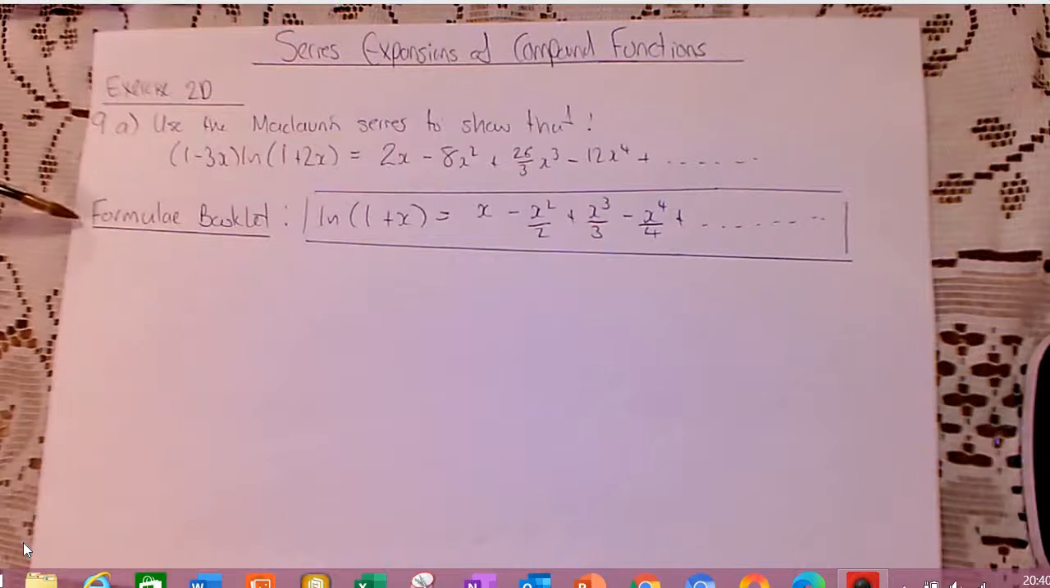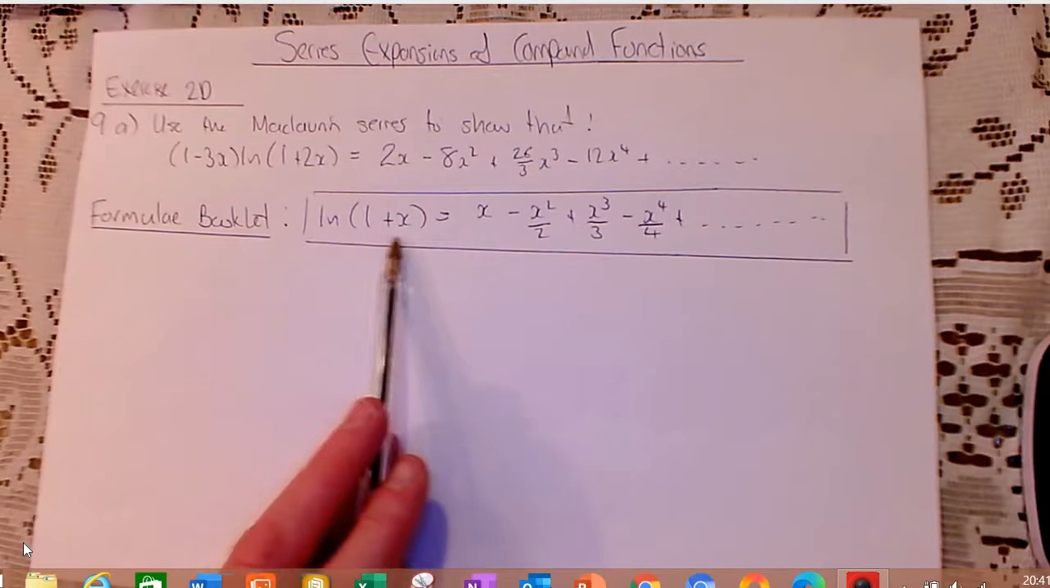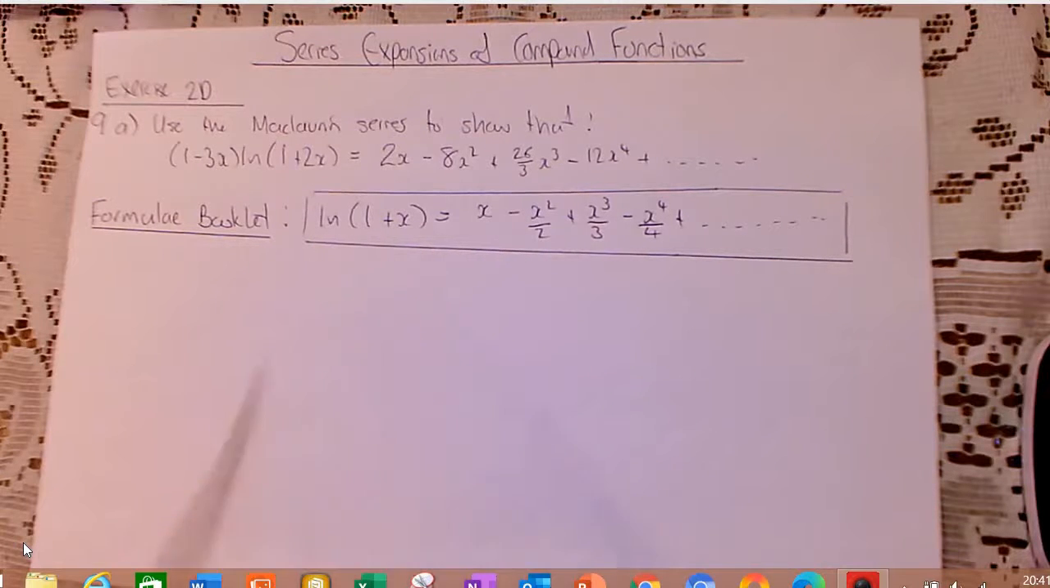course you are given quite a few basic Maclaurin series already in your formula booklet, and one of them is ln of 1 plus x. So you are allowed to use these. They may ask you to prove them. Let me just show you the ones that you're given.